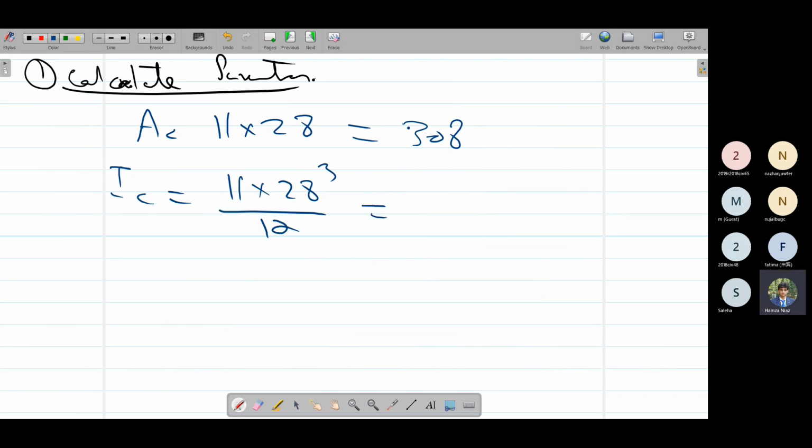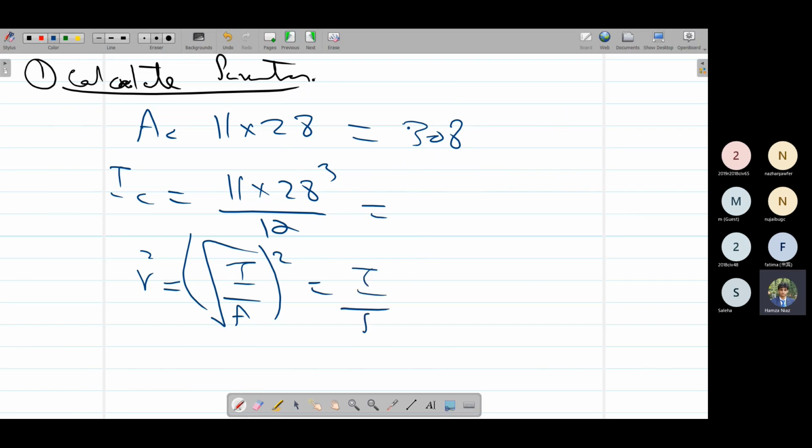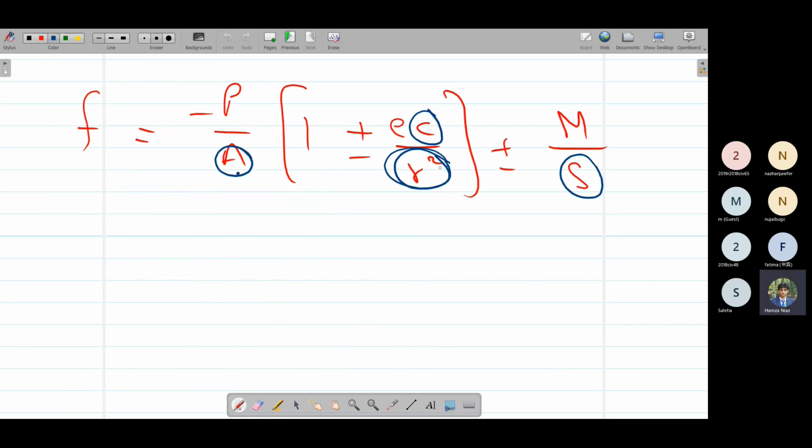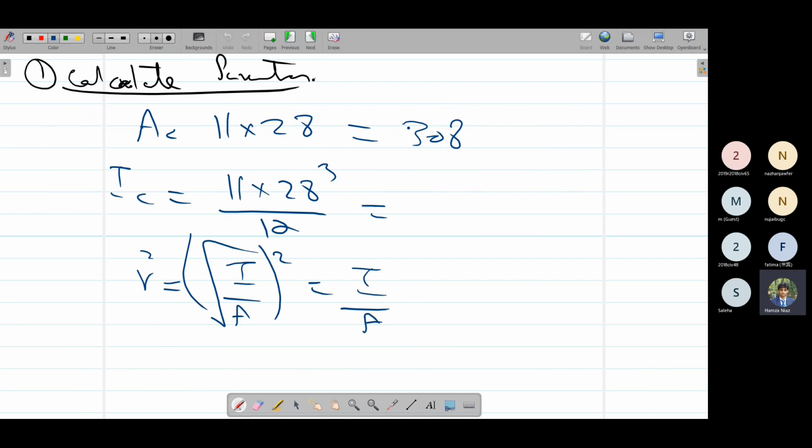So this is how we can calculate I C. Third, r. We know r as I over A. So r is I over A. If we square both sides, we get r square as I over A simply, and we also require r square here. So if we divide moment of inertia by area, we can calculate r square.